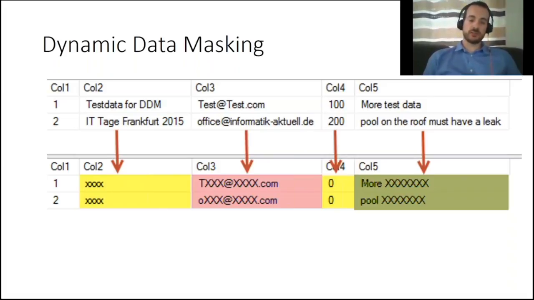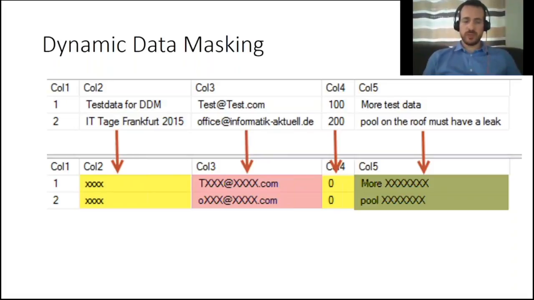The functions that I showed before are being used to mask the data. So the yellow columns are showing that there's a varchar which is being masked with a default of 4 X's, and an integer being masked with just a 0. The same happens with the email addresses.